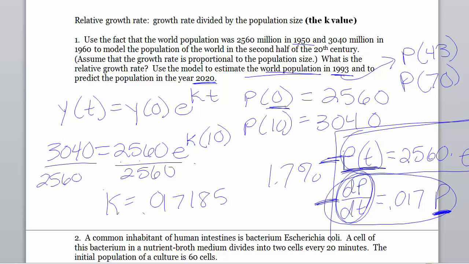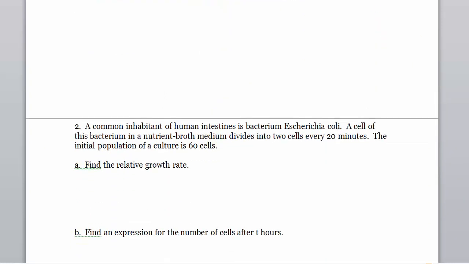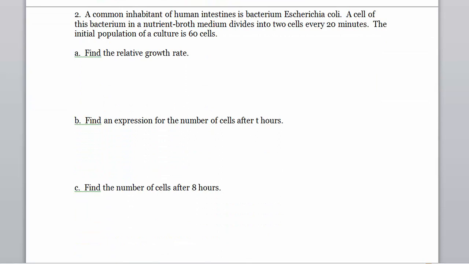So let's try to do one more. I think I have two more. Okay, another one. I divide into 2 cells every 20 minutes. So it's telling me that it divides every 20 minutes. And the initial is 60. So you start with 60. And then in 20 minutes, I'm going to divide into 2. So I'm going to double basically.